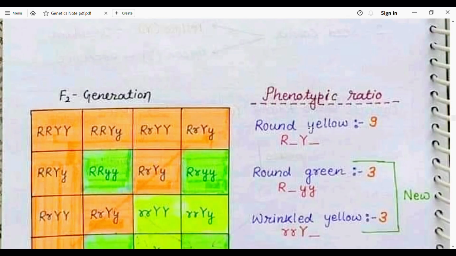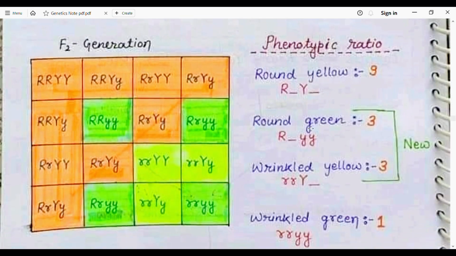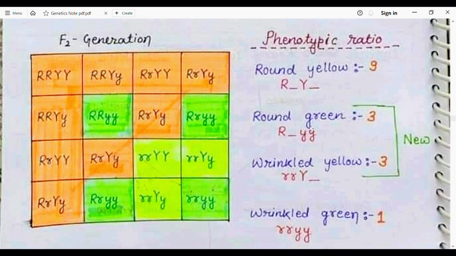If we see the diagram, you can see round yellow, in which one capital R and one capital Y is present. So the phenotype of the offspring will be round and yellow. And the total number of round yellow offspring produced in a dihybrid cross is 9.